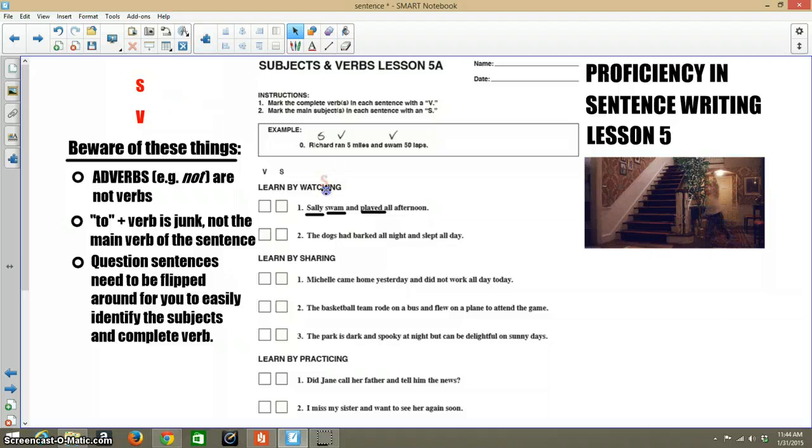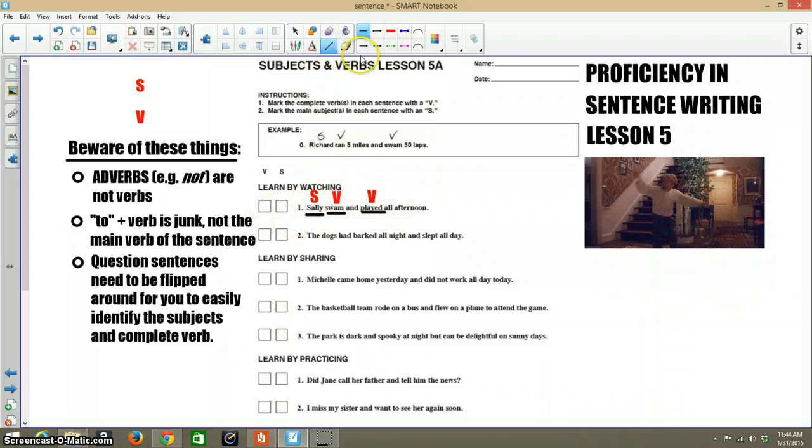This is really simple for you. So we've got an S over top of the subject. That's the complete subject. It's just a one-word thing. This is just a one-word verb, so it's nice and easy. There's another one-word verb. So Sally swam and played. That's how you do this, SVV, and you get 100% on that one.